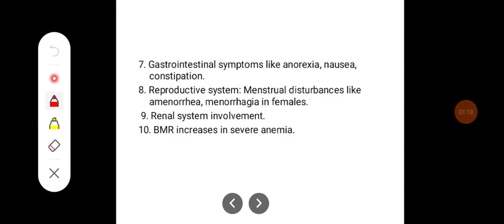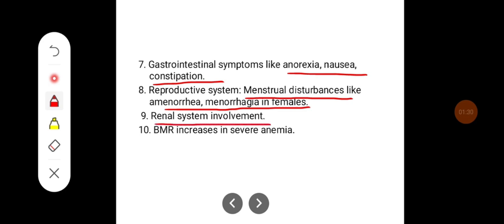There can be gastrointestinal symptoms like anorexia, nausea, constipation, and there can be menstrual disturbances like amenorrhea and menorrhagia in females. And there can be renal involvement because of the decreased blood supply to the kidneys. BMR increases in severe anemia.